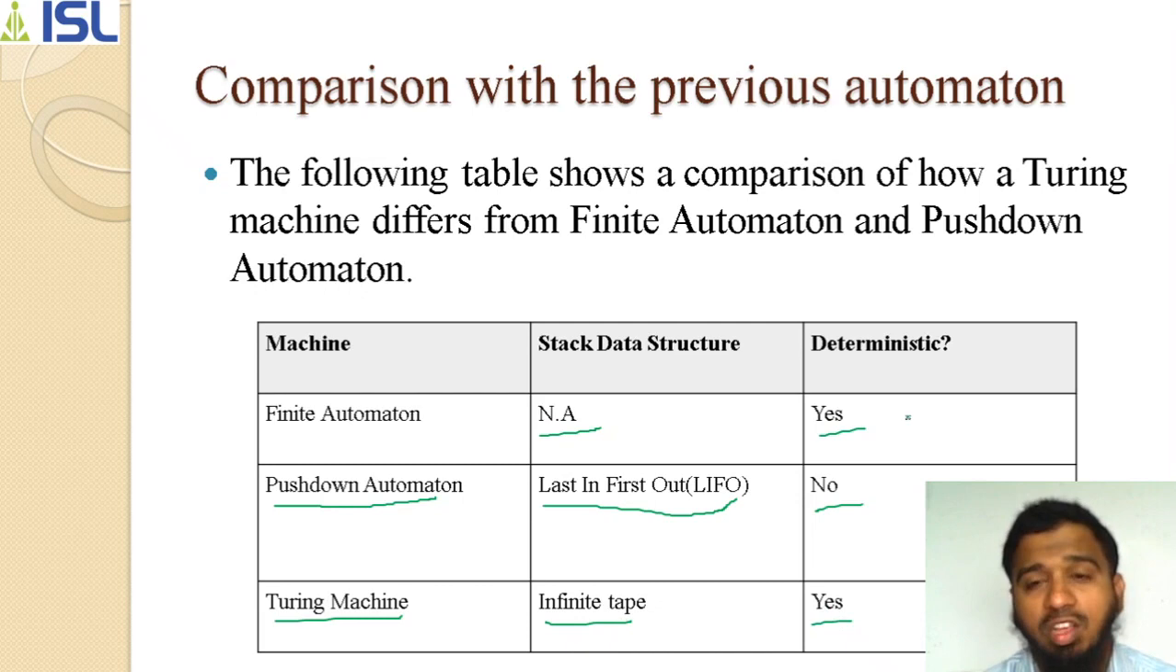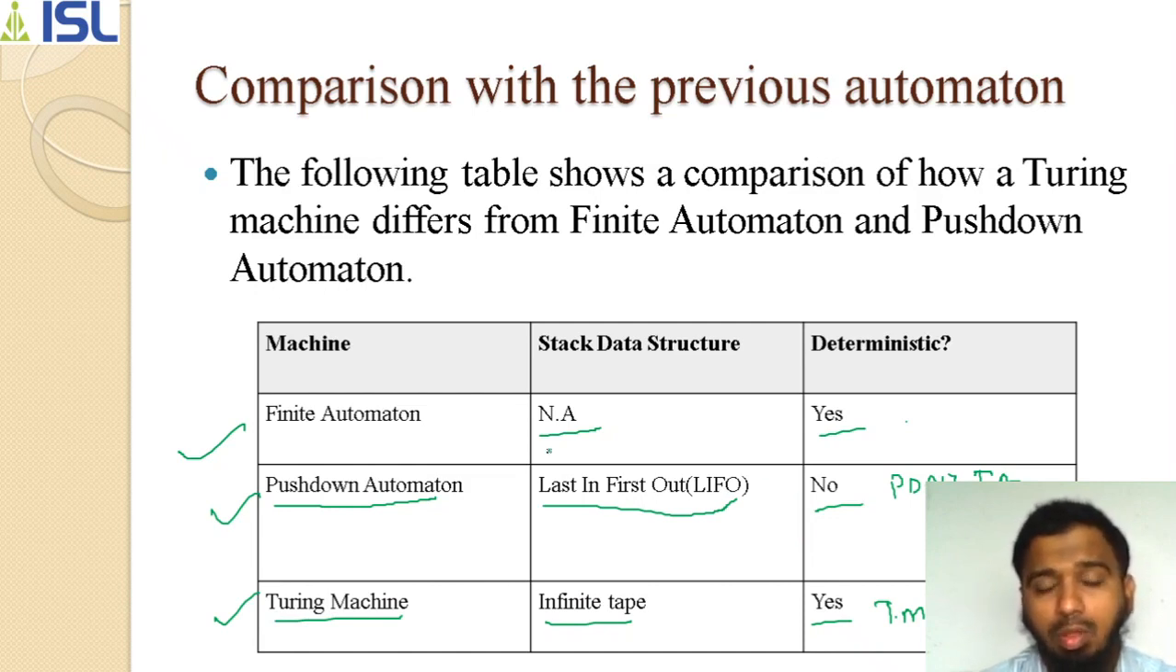So FA has less power than pushdown automata and the Turing machine, and PDA is more powerful than FA. Here the Turing machine is more powerful than FA or FSM, and PDA. So this is about why we are using these three: finite automata, pushdown automata, and Turing machine. Turing machine has an infinite tape. Okay, so we have completed this.